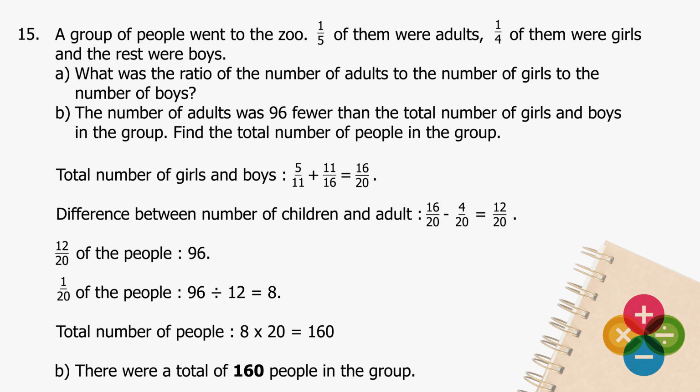The total number of girls and boys will be add 5/20 to 11/20, and the sum is 16/20. The difference between number of children and adults will be subtract 4/20 from 16/20, and the difference is 12/20. 12/20 of the people is equal to 96. 1/20 of the people will be divide 96 by 12, and the quotient is 8. The total number of people will be multiply 8 by 20, and the product is 160. B. There were a total of 160 people in the group.